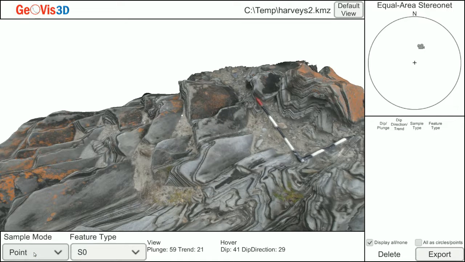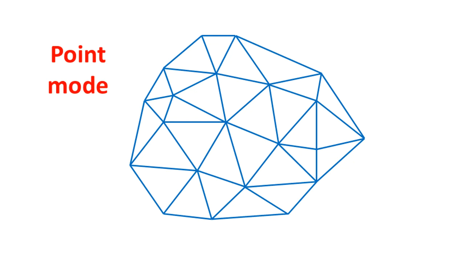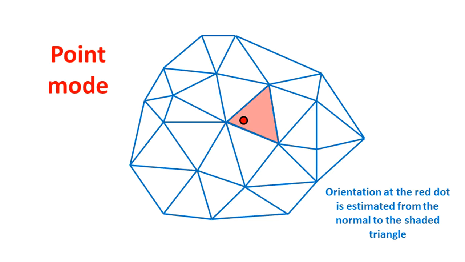On the bottom left hand corner you'll find the sample mode button. Clicking on this you'll see there are a number of different sample modes, and the first three of these are directly relevant to measuring planar aspects of the surface of the model. In point mode, the orientation of the surface of the model is determined based upon the orientation of the triangular facet in which you click the cursor.